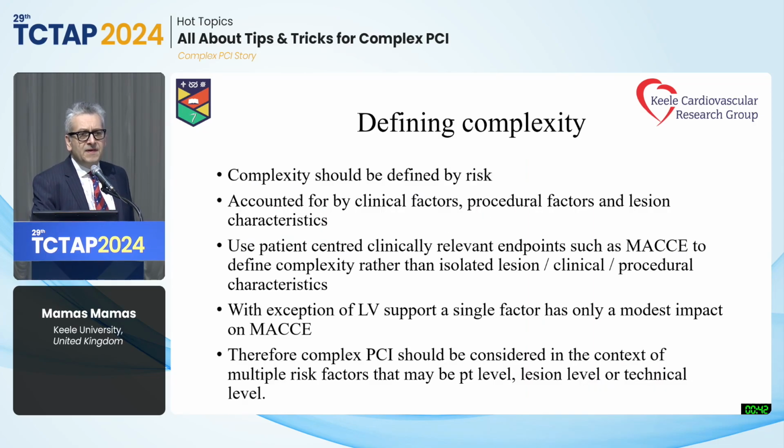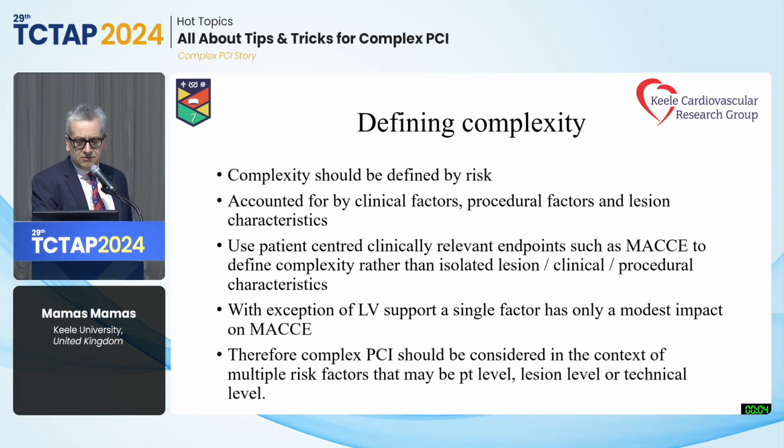So in summary, when we're thinking about complex PCI, I don't think it's very helpful to think about whether it's a left main, whether it's a vein graft, whether it's a CTO. But we should think about it by risk. And risk is determined by clinical factors, procedural factors, and lesion characteristics. When thinking about complexity, we should use patient-centered, clinically relevant endpoints such as MACE to define complexity, rather than just looking at the angiogram and saying, this is complex, this is not complex. If I see something, I'll probably say, this is really complex, whereas if Manos Brilakis looks at it, he'll say, no, this is straightforward, it's not complex.